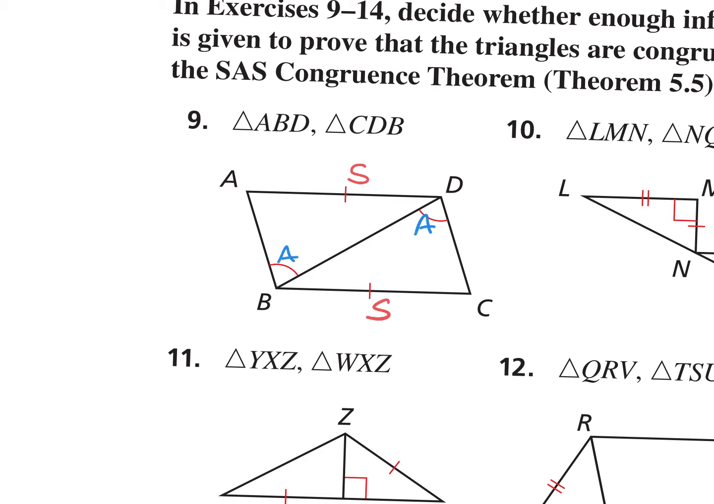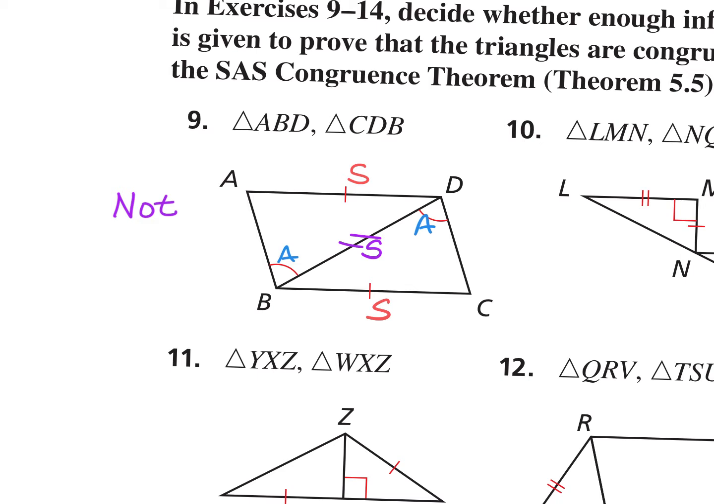Now I can also bring in my reflexive side here that's in the middle, if I were writing a proof, and say that BD is congruent to BD. Now remember, in order to use side angle side, it must be the included angle. So in this particular picture, that A that I have with a capital A in blue marked is not the included angle. So this one you could not use side angle side.